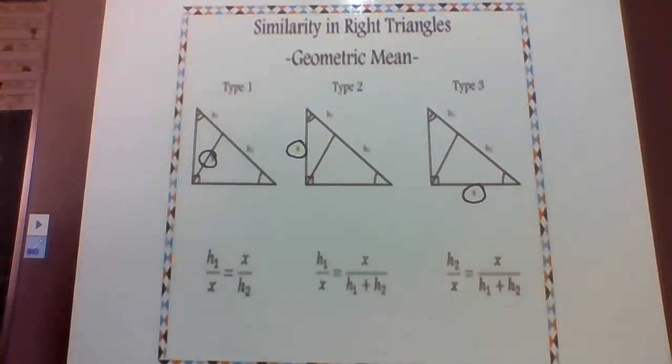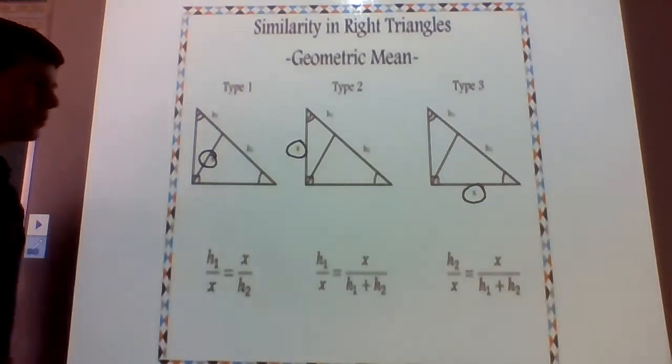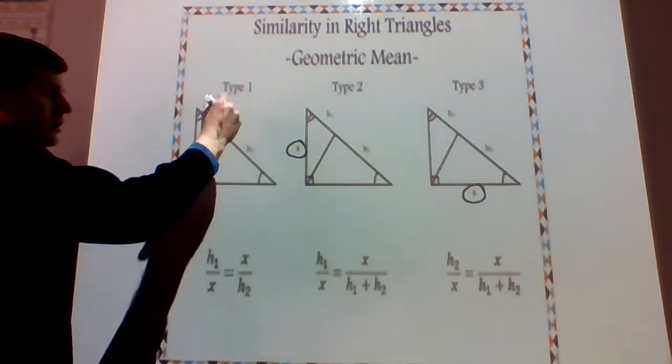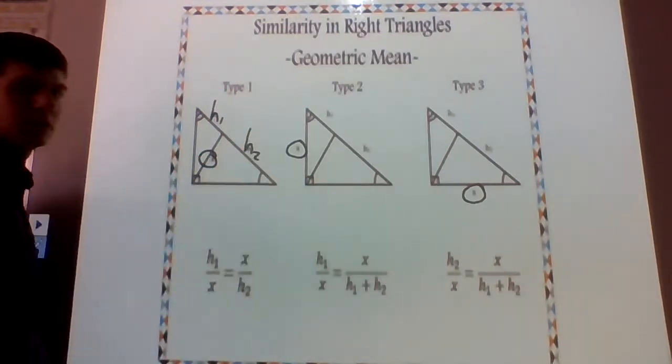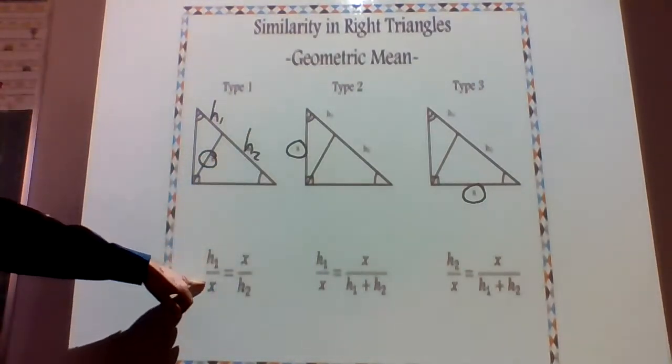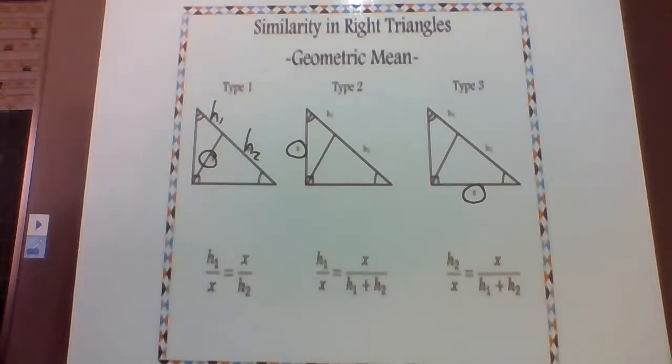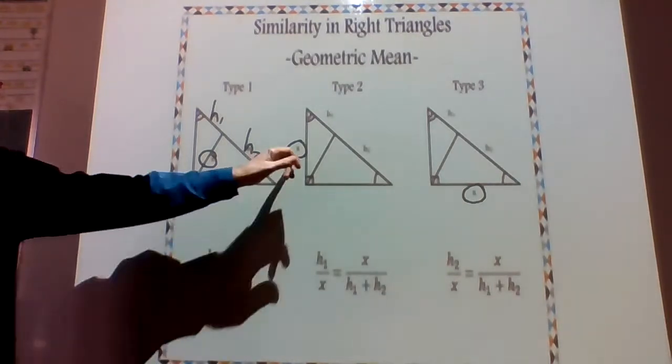If it's an altitude, we're using the two pieces of the hypotenuse. So the two pieces of the hypotenuse are H1 and H2. So H1 over X, X over H2. You could have done X over H1 equals H2 over X. Okay, same thing.